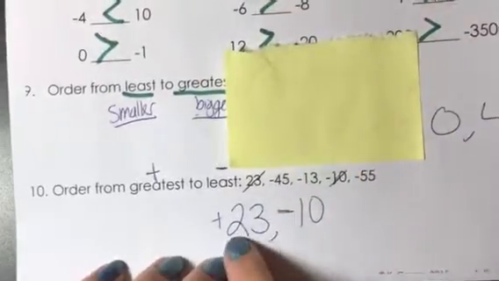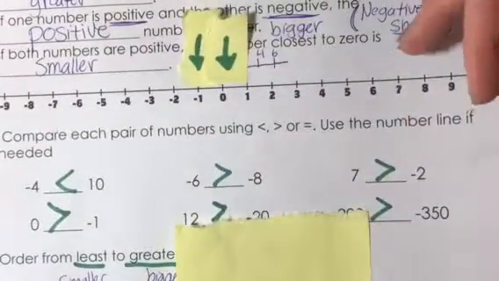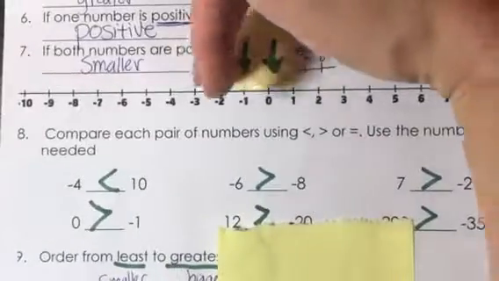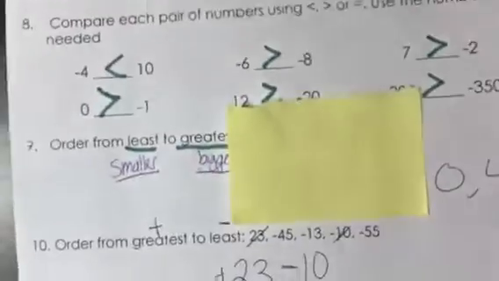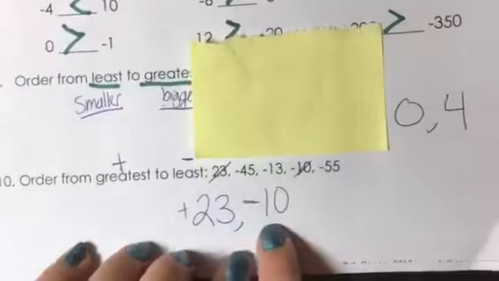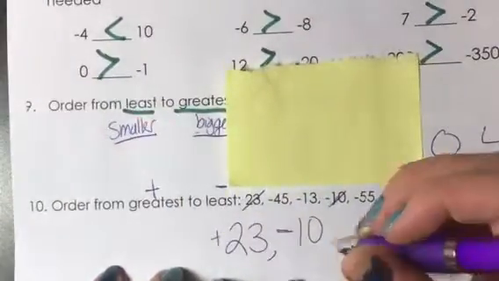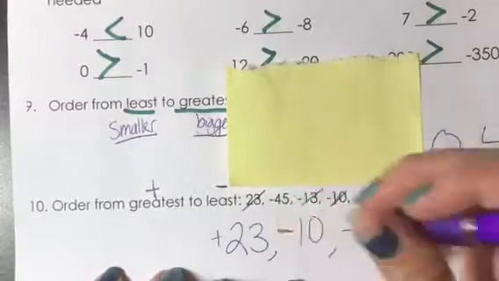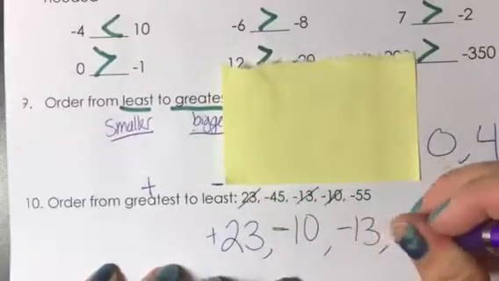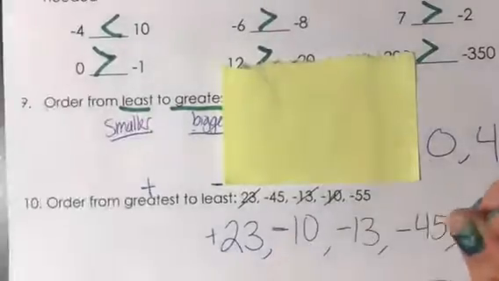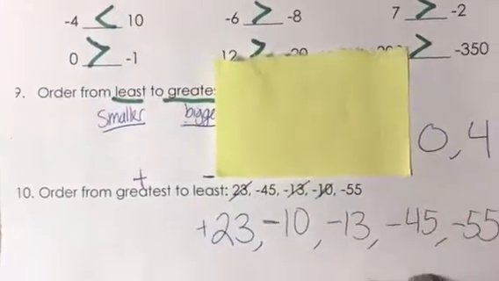It's almost as if I started at 23 on the number line, and I started walking down the number line, and which number am I going to see next? From greatest to least, well, I would run into negative 10 if I keep walking. Next I would find negative 13. Next I would find negative 45. And lastly I would find negative 55.